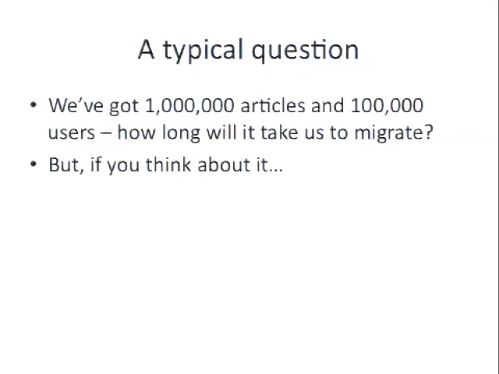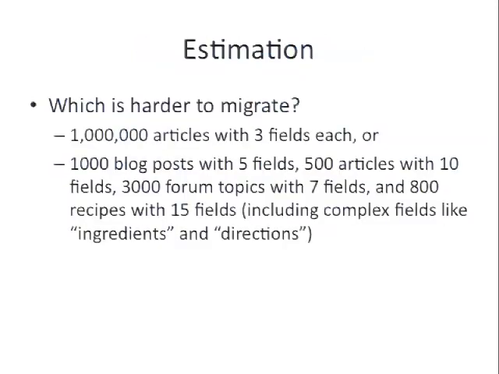Typically, people's first thought when they come to us and want to know how long the process is going to take is, well, we've got 1 million articles, we've got 100,000 users, how long will it take to migrate them? I don't know. If you think about it a little more, what is going to be harder to migrate? 1 million articles, just like each other, with three simple fields on them, or five different content types with anywhere from 5 to 20 fields on each.